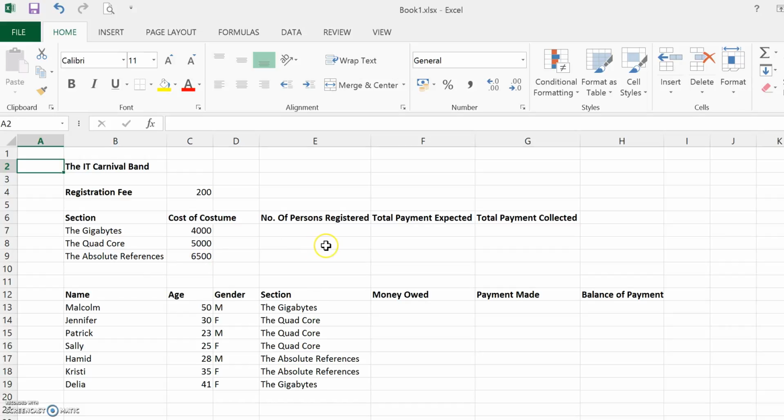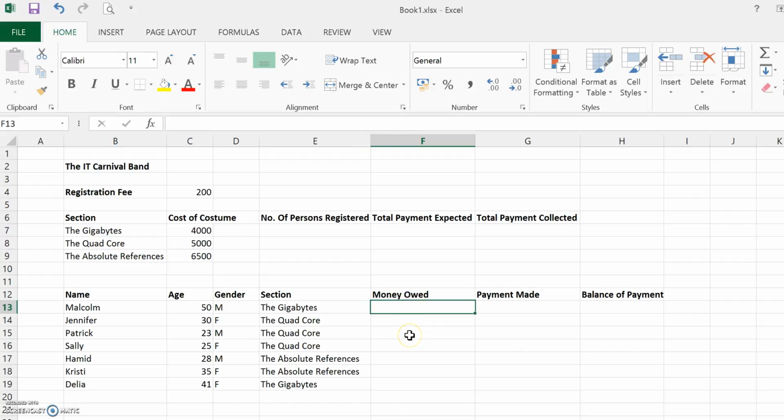We would like to find out the number of persons registered for each section, the total payment we expect to collect for each section, and how much payment was actually collected. Here we have the registration section where we have the names of the persons, their ages, gender, and the section that they've registered for. So one of the first things that we can do is fill out this section here.